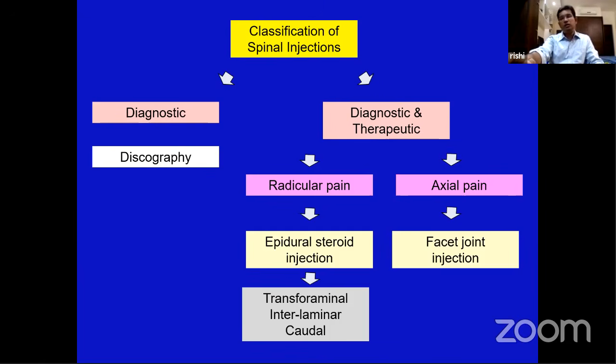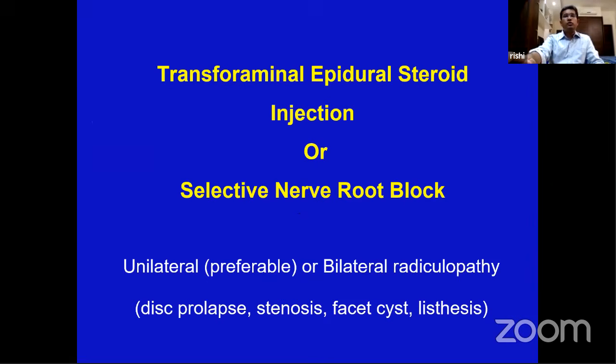And in this presentation, we are entirely going to focus on transforaminal epidural steroid injections, also called selective nerve root blocks. This selective nerve root block has a typical classical indication, which is a unilateral radiculopathy. Patients who present with sciatica in one lower limb, and very rarely in patients with bilateral radiculopathy, where one side of the symptoms is more severe than the other side. The typical etiological reasons for this unilateral radiculopathy could be patients with an acute or a chronic disc prolapse, a lumbar canal stenosis, facetal cyst, and spondylolisthesis.